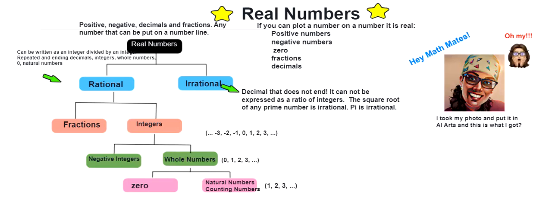So let's take a look at our chart here. On the top, we have real numbers, rational numbers, irrational numbers, fractions, integers, whole numbers, natural numbers, and zero are all real numbers. So let's make sure we understand that first. All the numbers we're talking about today are real numbers.